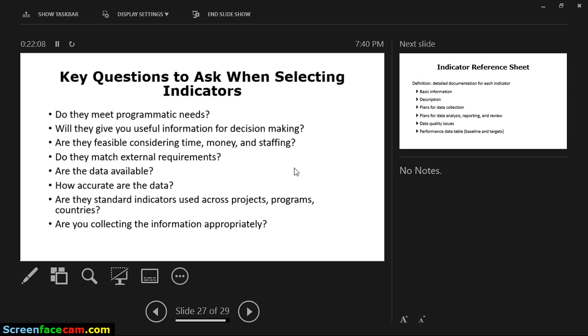The last one is talking about, are you collecting the information appropriately? So this one actually is linked to this. We are talking about how accurate the data is. Are we collecting the information appropriately? Appropriately is also talking about in terms of time.